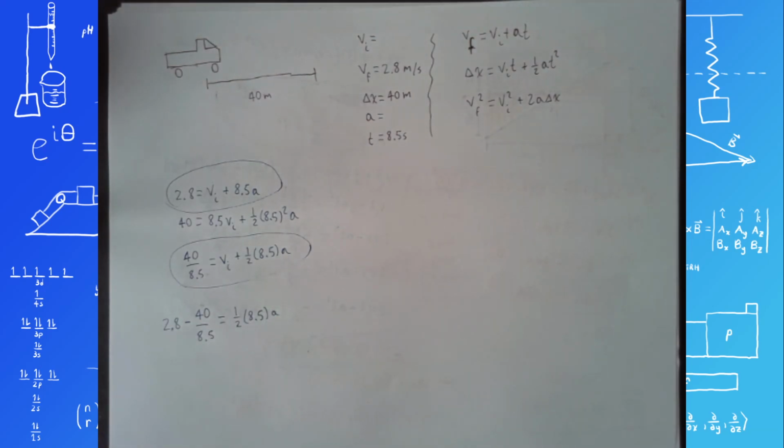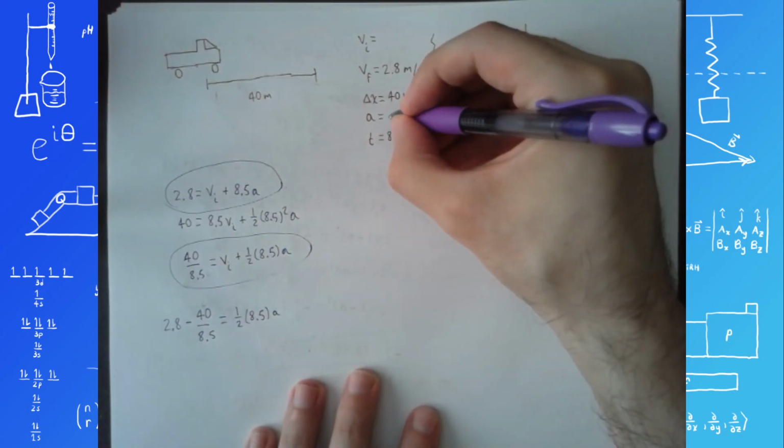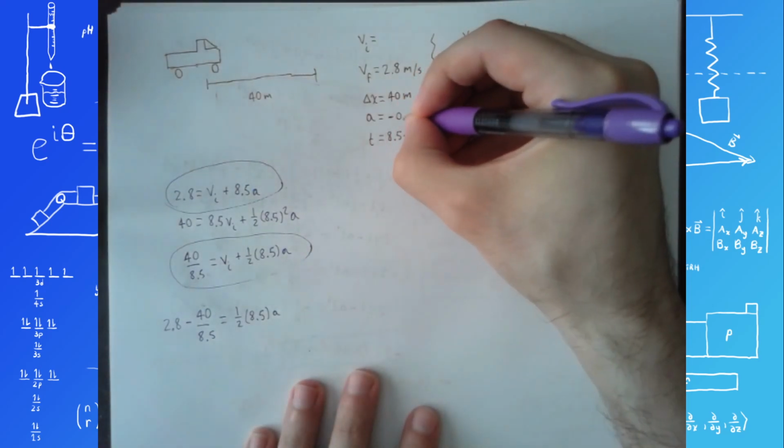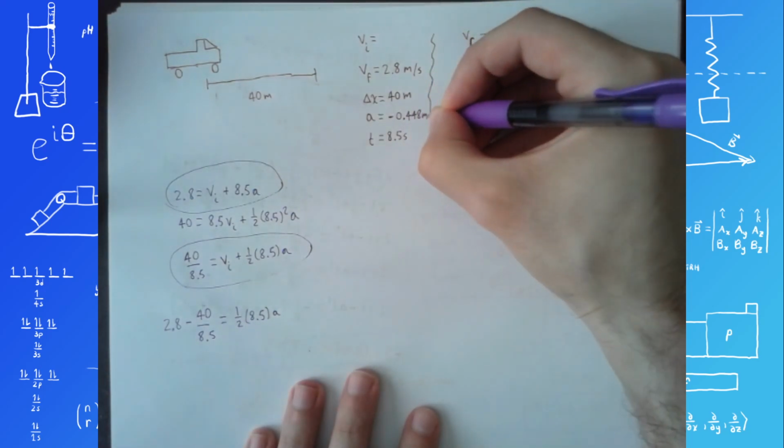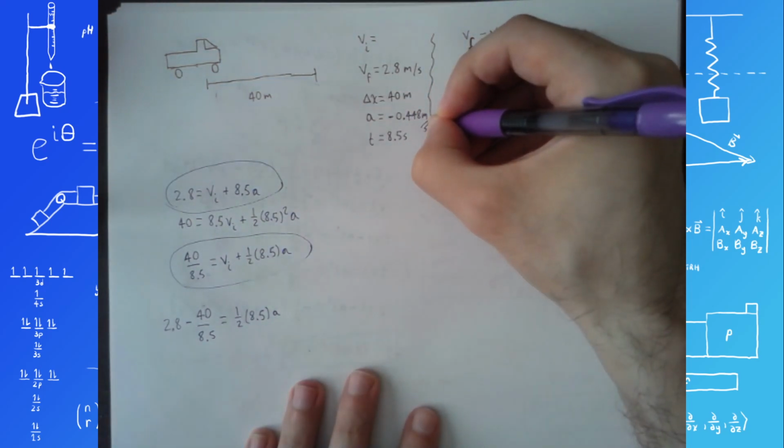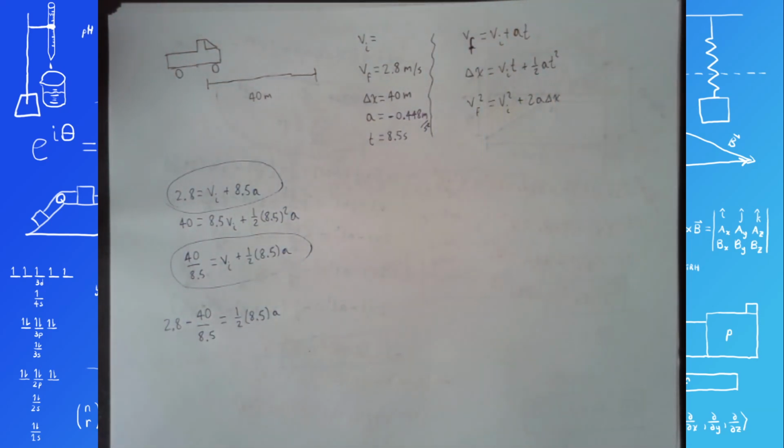So take all of that and then multiply it by 2 and divide it by 8.5, and I get an acceleration of negative 0.448 meters per second squared. I probably should have made more room for that.